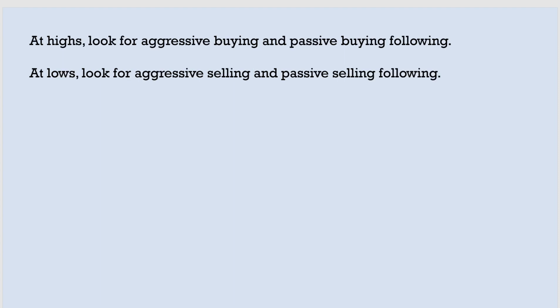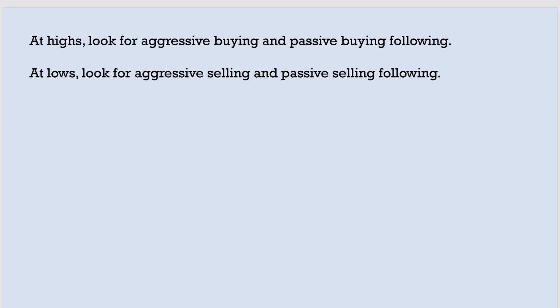So what you're going to look for is at highs, you're going to look for aggressive buying, ideally imbalances, and passive buying following. What that means is people are lifting the offer and turning the market bid, supporting the market as you're taking out those highs.